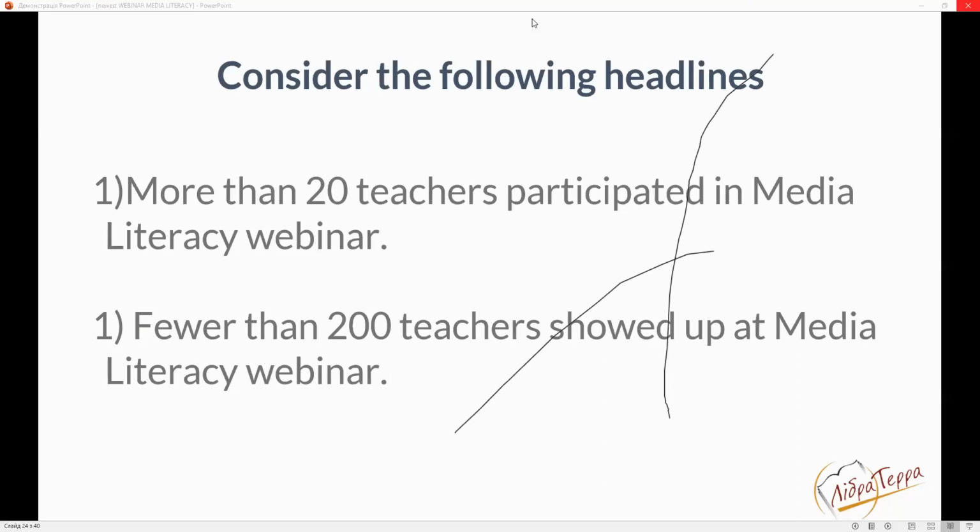So are these headlines the same? What do you think? Are they the same or not? If you say more than 20 people attended an event and less than 200 people attended the event, is it the same or not? Not the same, right? Good, I agree, it's not the same.